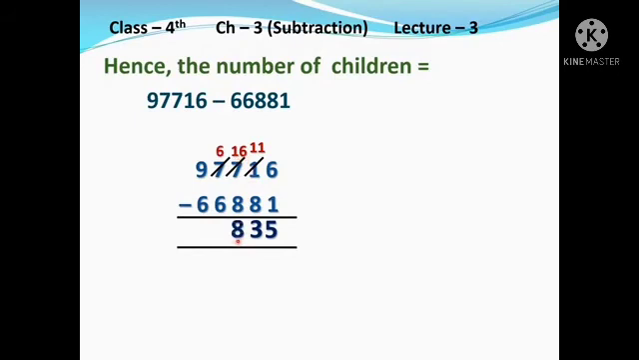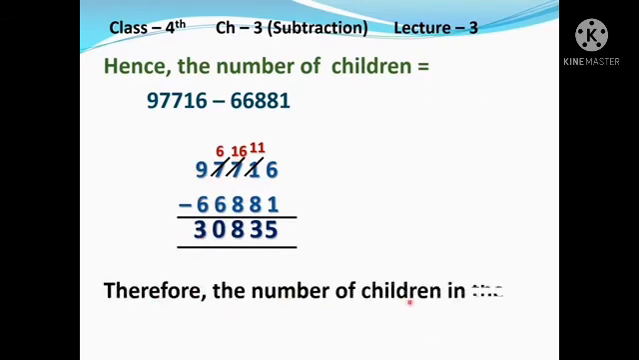16 minus 8, 8. Write 8 here. 6 minus 6, 0. Write 0 here. 9 minus 6, 3. Write 3 here. Therefore, the number of children in the town equal to 30,835. Clear?